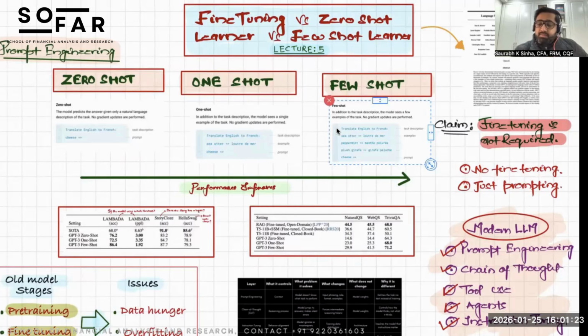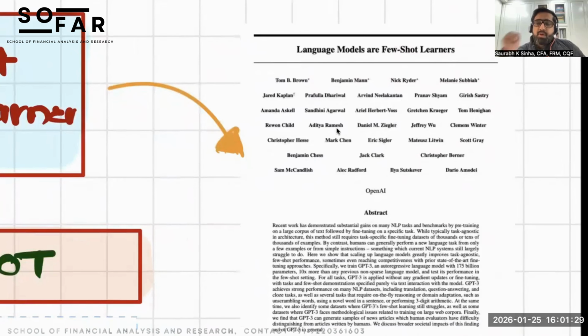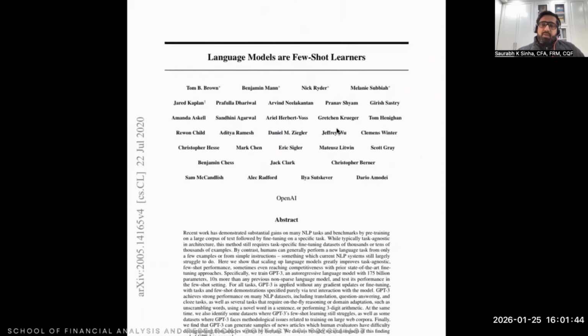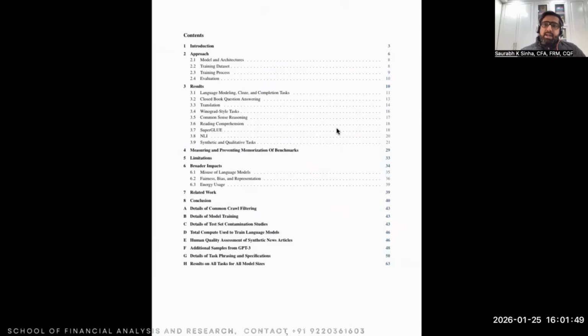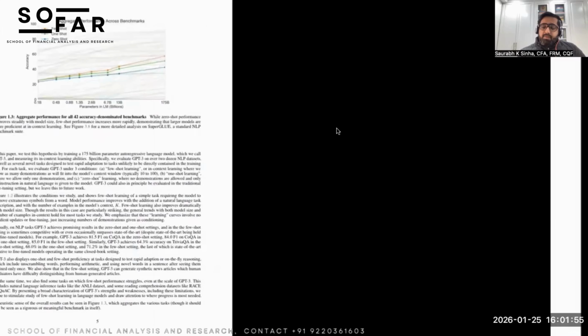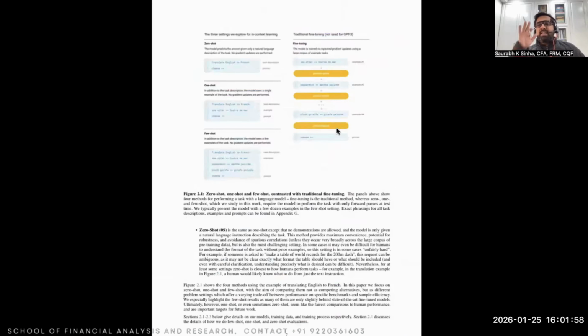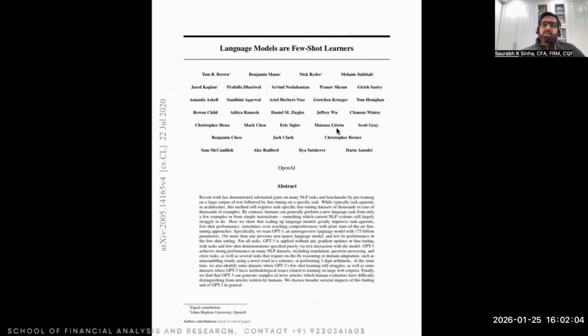One of the papers got published in 2020 by OpenAI. It says large models are few shot learners. If you read this paper, it is very interestingly written because it has some very beautiful charts, very beautiful tabular information, and is very easily written. It is not written like any other paper which throws information in a very convoluted manner.